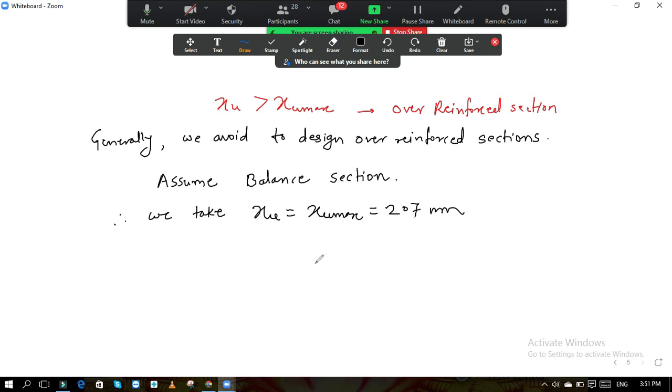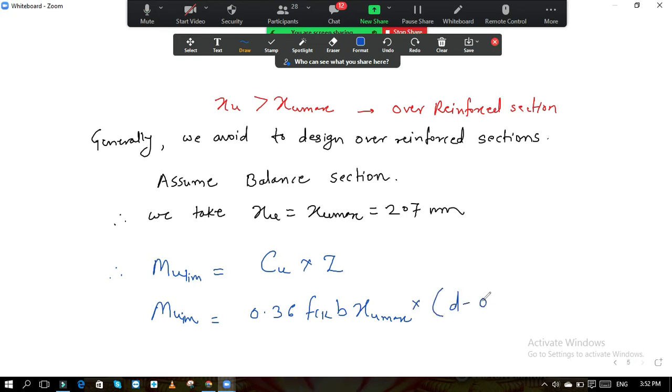Now in the balanced section, what is the formula to calculate Mu? Therefore the moment of resistance, your Mu or Mu limiting or MR, can be calculated as Cu into z. So Mu limiting is equal to 0.36 fck b into Xu max into d minus 0.42 Xu max.